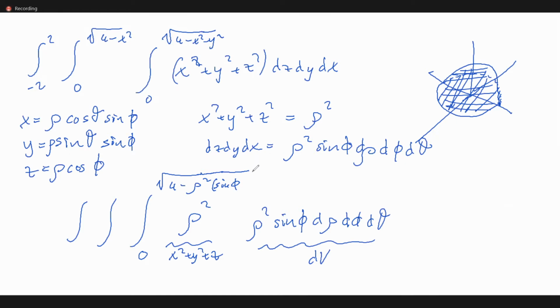And then we have to determine the limits for phi and theta. Phi identifies the elevation angle along this direction, which means we have to go all the way down to the z equals 0 plane, corresponding to 0 and pi over 2, while theta represents the azimuth, which will be between 0 and 2 pi. So again, a fairly straightforward integration that gives us 32 over 5 pi as the solution.